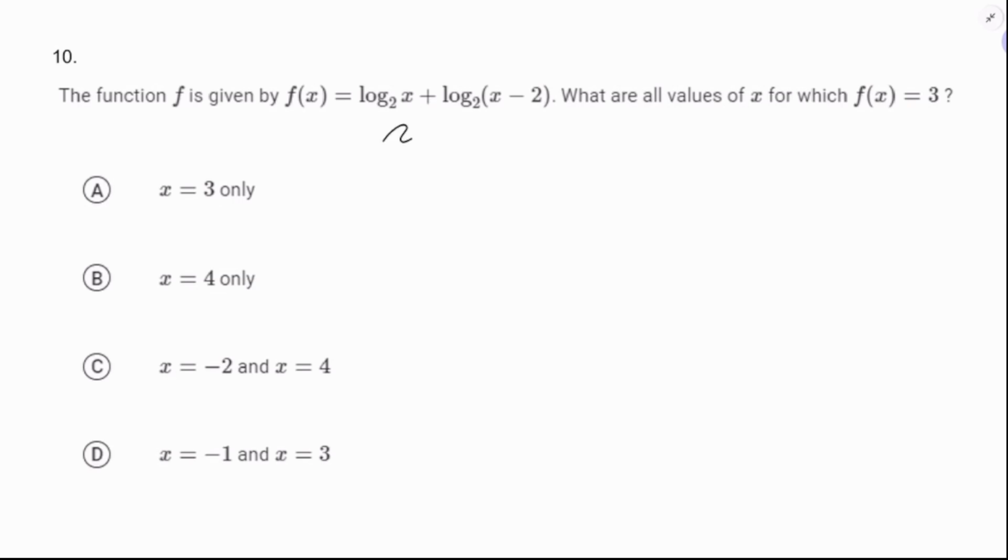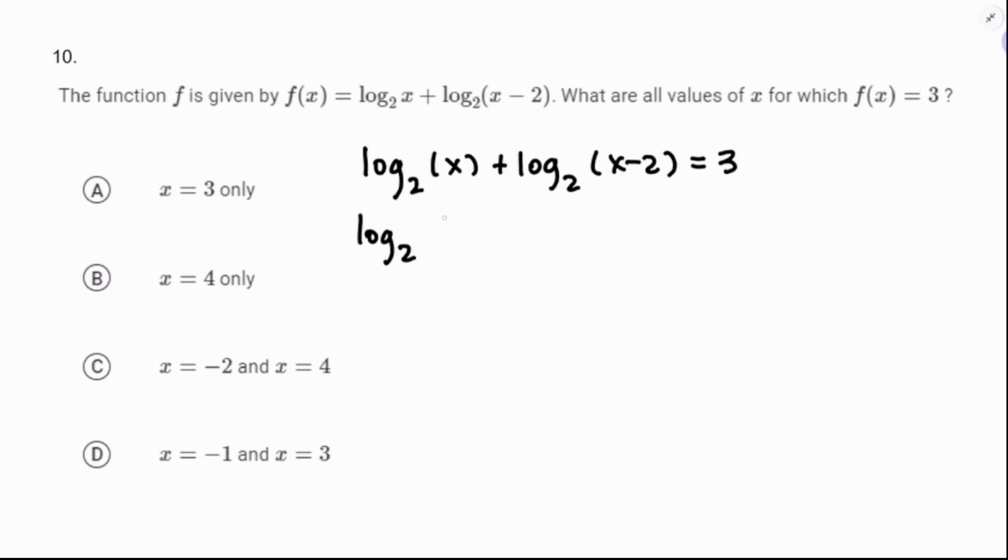Okay, so log base 2 of x plus log base 2 of x minus 2, that's f of x, that's going to equal 3. Now I'm going to combine these with a log property. If I'm adding two logs, that's like multiplying their arguments.